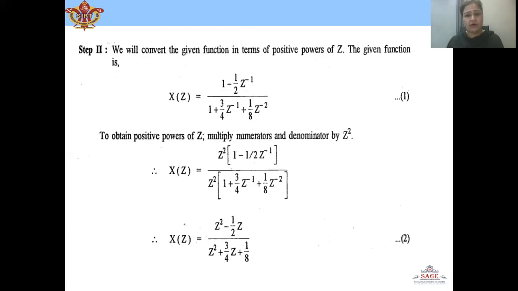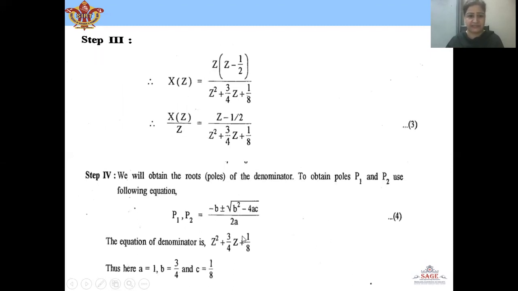For step 2, we need to multiply the numerator and denominator by z squared, where 2 is the highest power of the denominator. When we multiply the numerator and denominator by z squared, we get the numerator z squared minus z upon 2 and the denominator as z squared plus 3 by 4 z plus 1 upon 8.